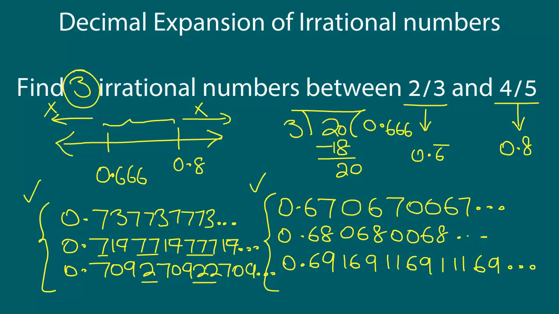So I hope you're able to understand how you have to analyze these questions and how you are going to find the irrational numbers between the given numbers step by step.